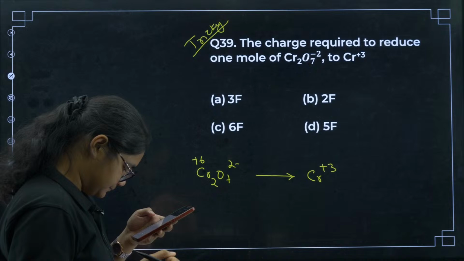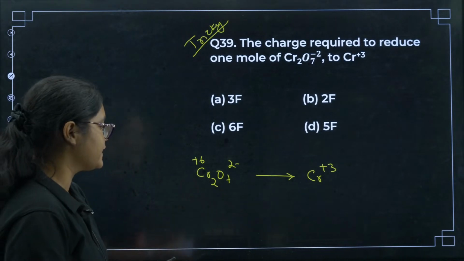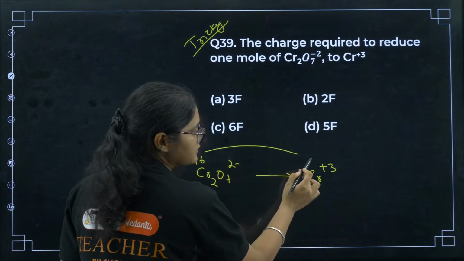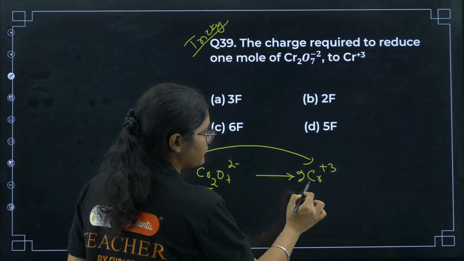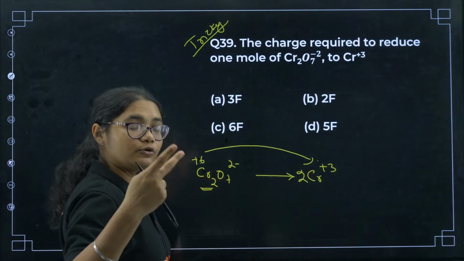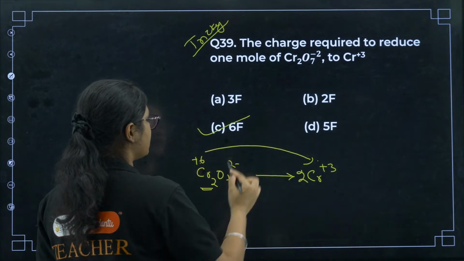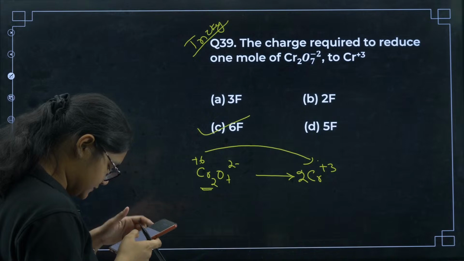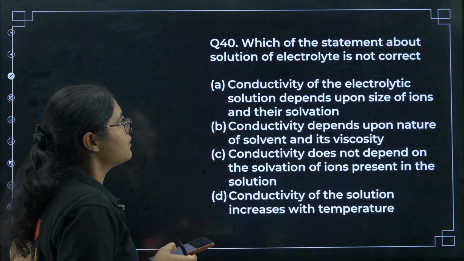Yes, Uday, 39C is absolutely correct. Most of you might think that it is 3 Faraday, right? But here you have to see 2 chromium is there. So here it will be also 2 chromium. So plus 6 to plus 3 is 3 Faraday. Now 2 chromium is 3 Faraday plus 3 Faraday. Total will be 6 Faraday. So option number C is correct here. Yes, very good. Next, question number 40.